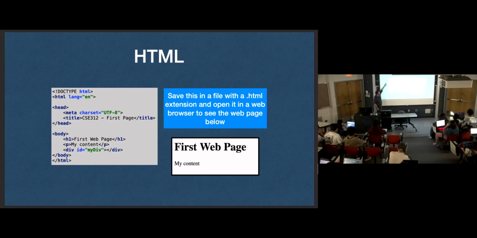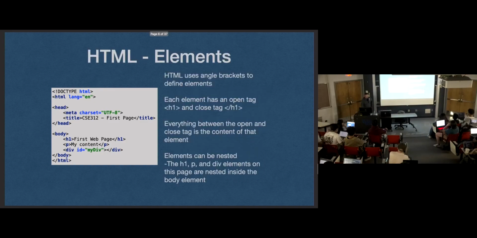This HTML document is going to make this web page. You save this as a .html file, double click it, and your browser's going to say, I know what to do with this, and it's going to render it and show you this beautiful web page right here. So let's break this down a bit and talk about what's going on here.